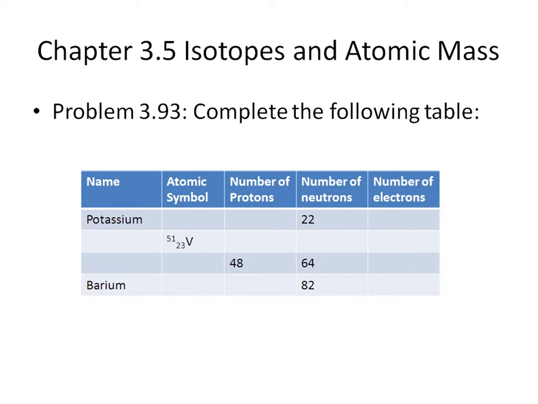Alright, so if we look at our first row here, remember this confuses people on Mastering. It tells you to fill in the columns in the answers. Remember, our columns run vertical and our rows run horizontal. So the first thing we want to do is look at potassium, and we want to find it on the periodic table. You should find that potassium has the symbol of K.